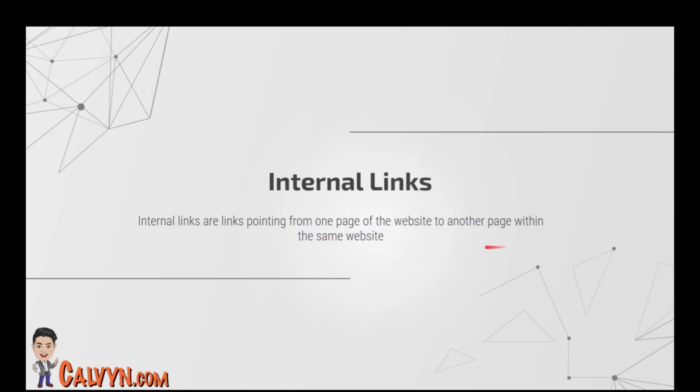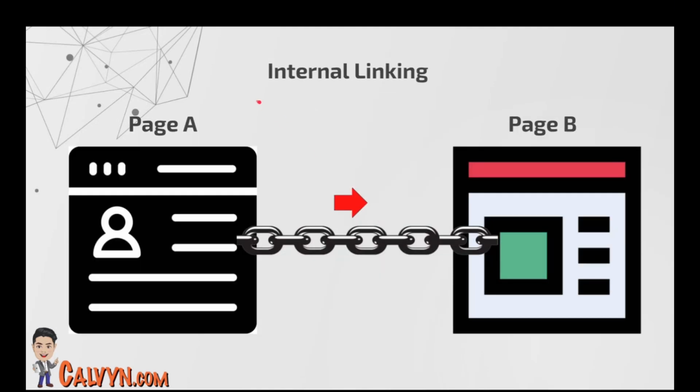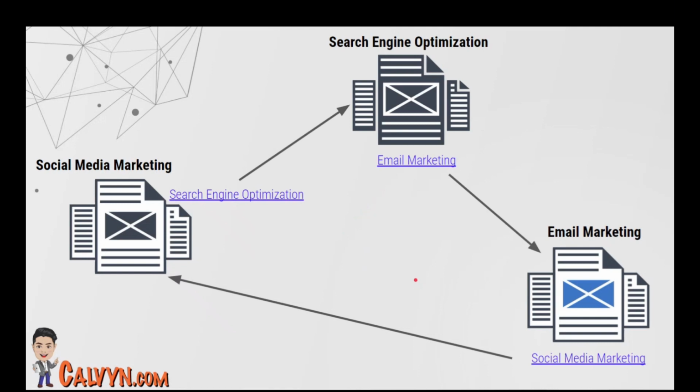An internal link is a link pointing from one page to another page inside your website. So for example, you have a page A, you link to page B, right? You have your product A, you link to your product B. Your product B, you link to your product C. So this is what we call internal linking. Okay, why do we need internal linking?